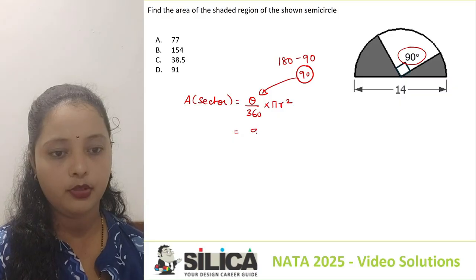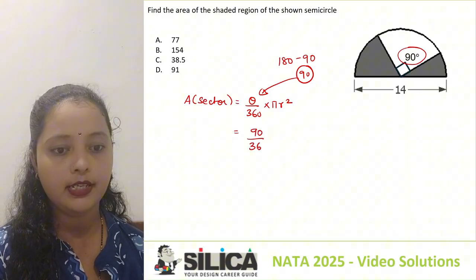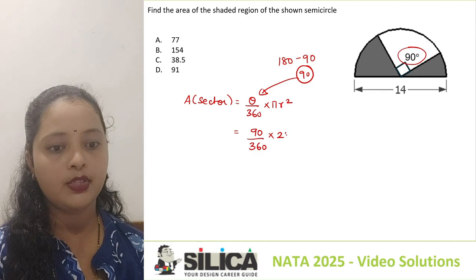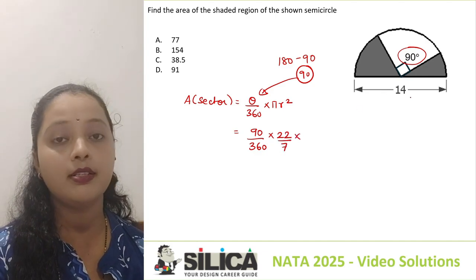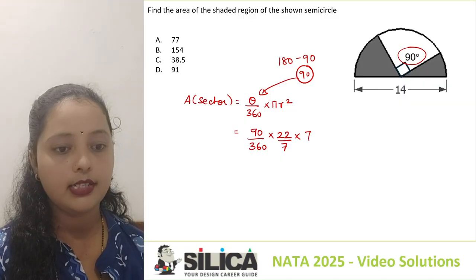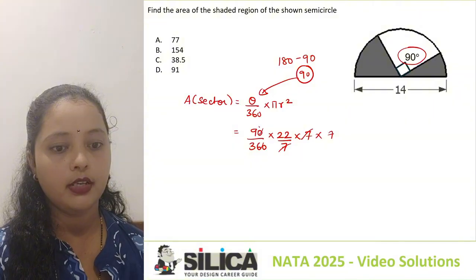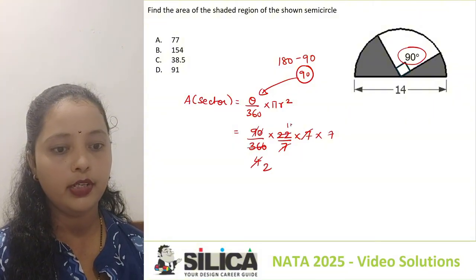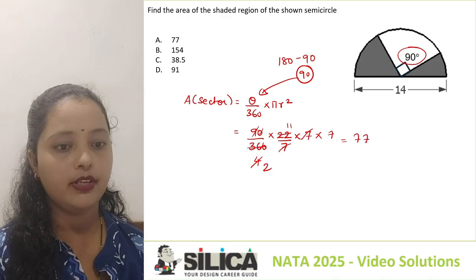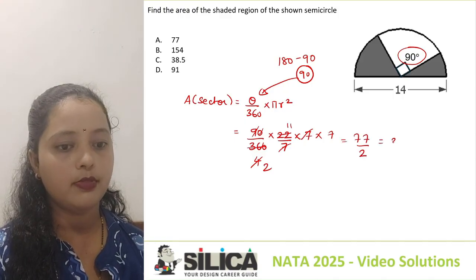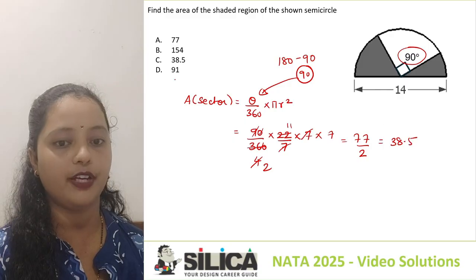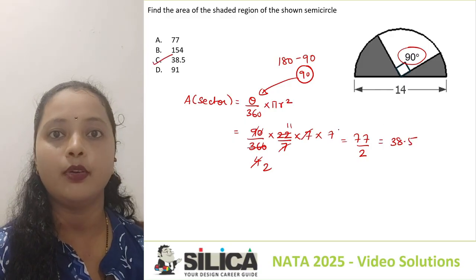So how much does it come out to be? 90 by 360. The value of pi is 22 by 7. And the diameter is given to be 14, so the radius is 7. So 7 into 7. 7 and 7 go off, then 9 ones are, 9 fours are, 2 twos are and 2 elevens are. So that gives me 77 upon 2, which comes out to be 38.5. That is option C. I hope the question is clear.